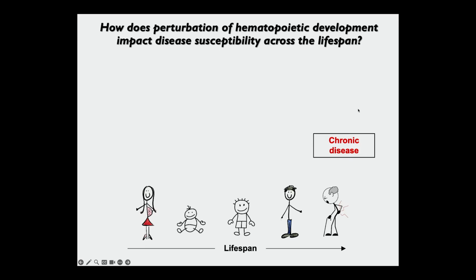The overarching question that my lab seeks to address is how perturbation of hematopoietic and immune development impacts disease susceptibility across the lifespan. And we heard a lot earlier in our aging session about how the risk for chronic disease increases across the lifespan. And we now know that increasingly, in addition to changes in stem cell function, one of the risk factors for chronic diseases is chronic inflammation.